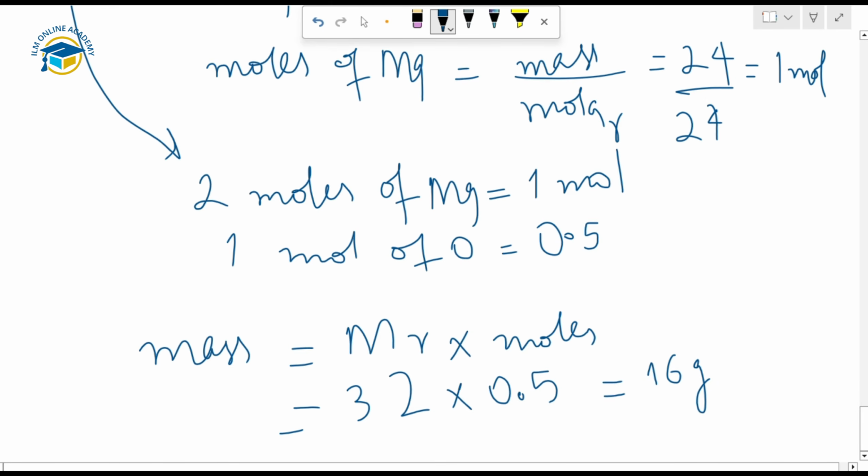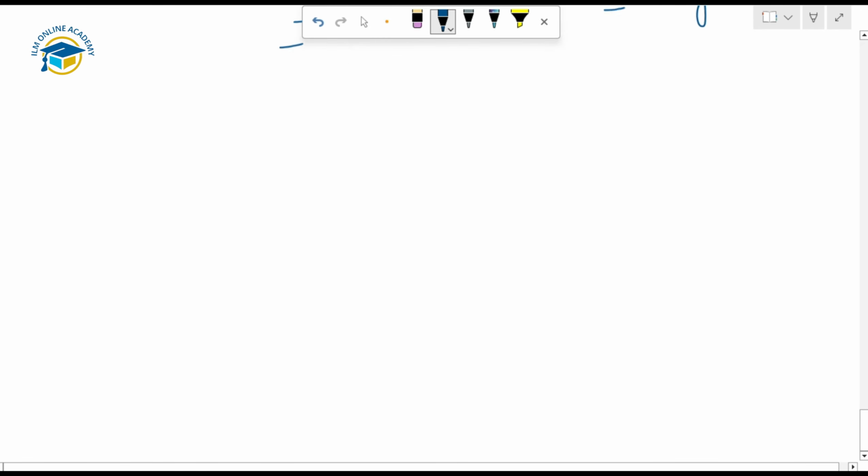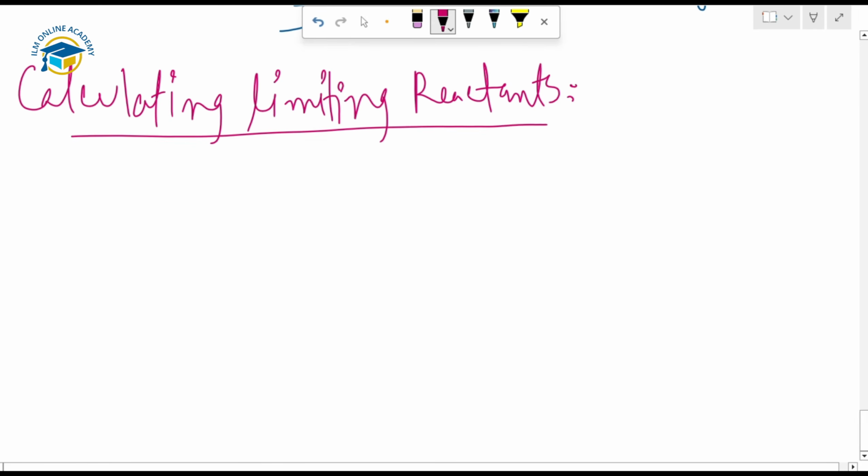Now we'll talk about the calculations related to the limiting reagents. A reaction will finish when one of the reactants is all used up. That reactant is known as the limiting reagent or limiting reactant, and it determines how much product is formed in that chemical reaction. The other reactant is left over and is in excess. So by working out the mass of the limiting reactant, we can determine the mass of the product that is produced from that chemical equation.